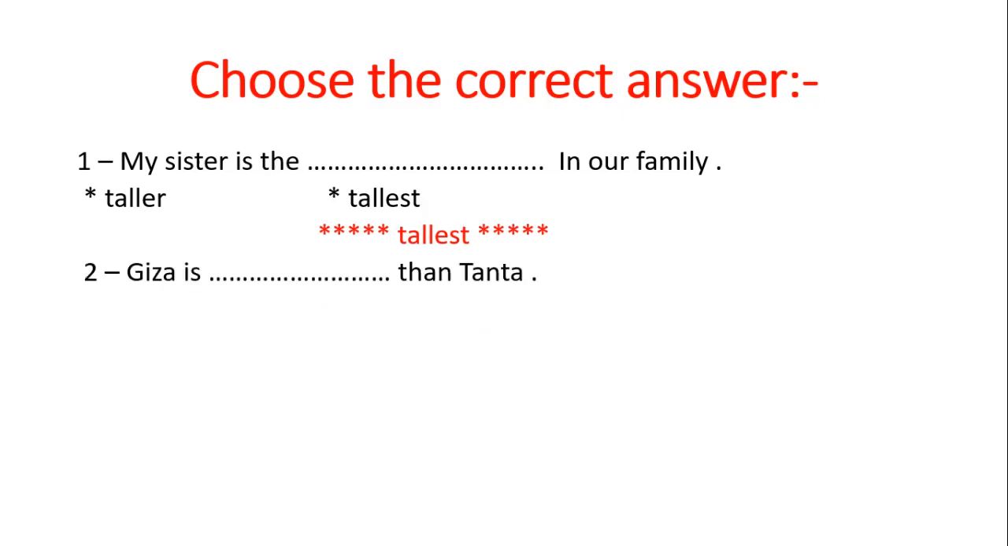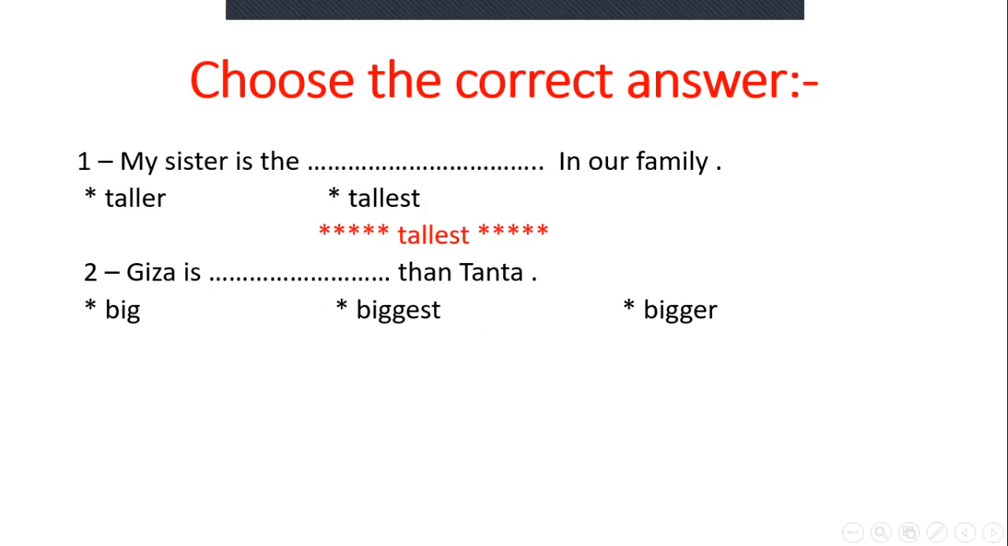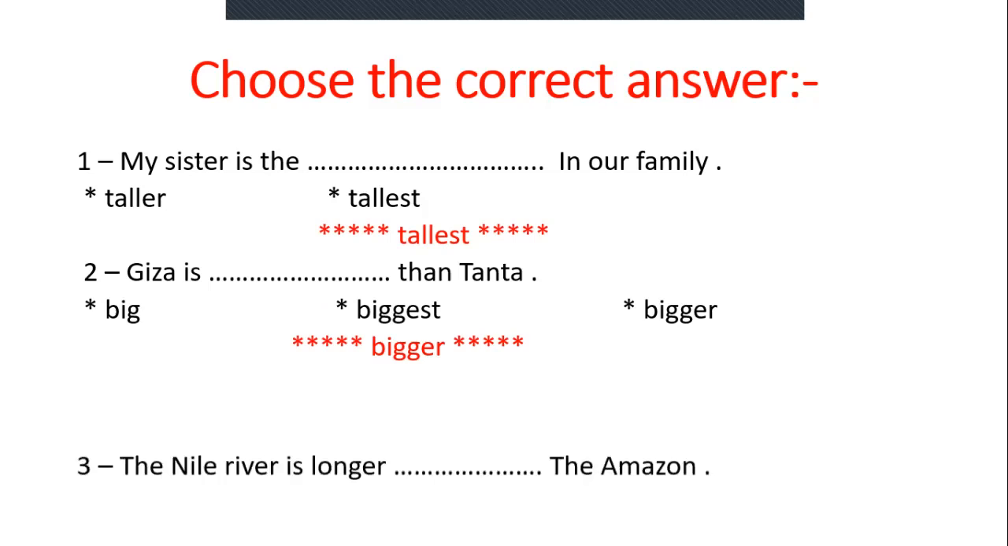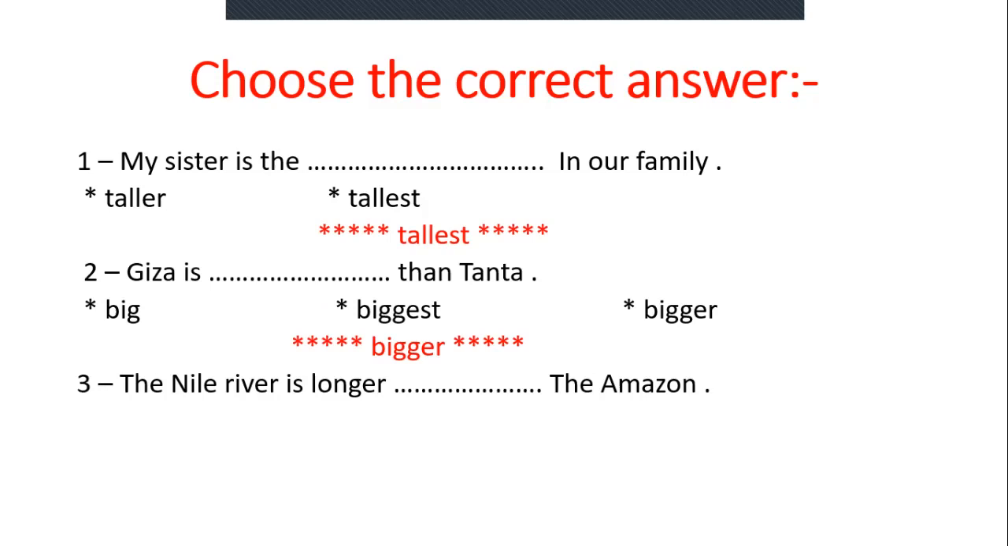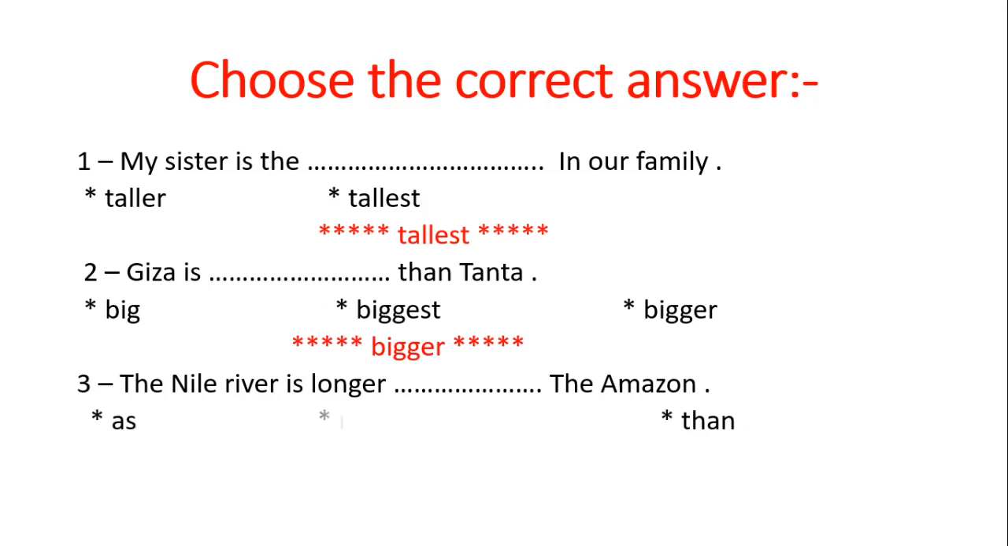Number two, Giza is dash than Tanta. Giza is, excellent, bigger. Giza is bigger than Tanta. Exercise number three, the Nile River is longer dash the Amazon. Excellent. The Nile River is longer than the Amazon. Excellent, my student. Then, okay.